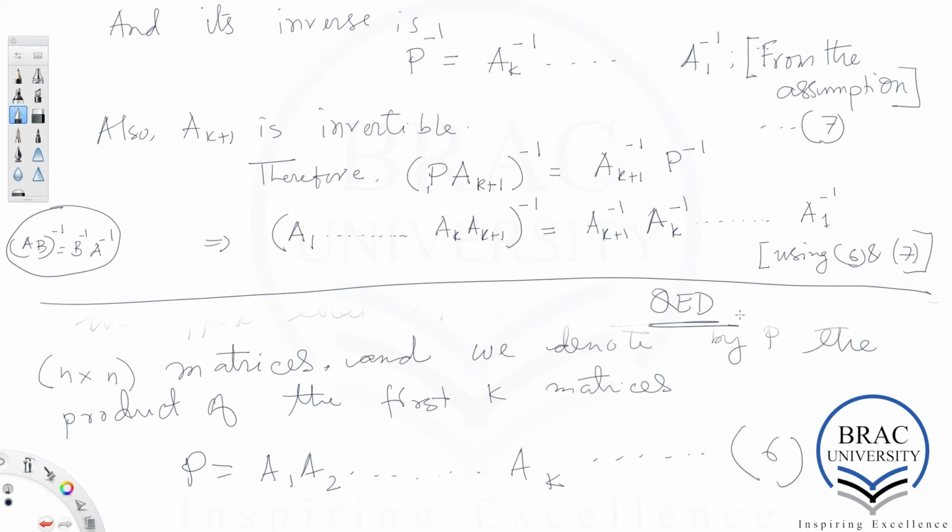Okay, so the last thing that we want to do for the first lecture is block multiplication.